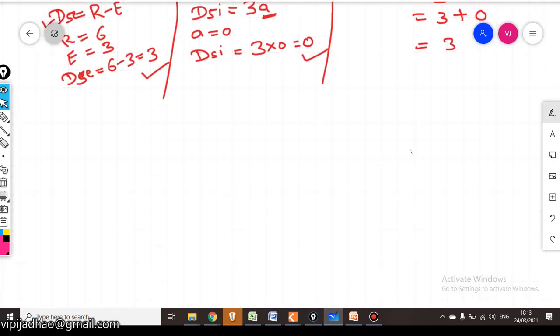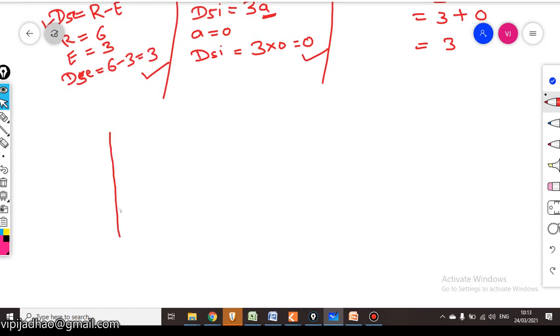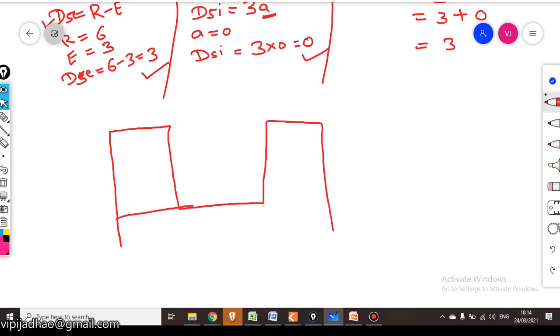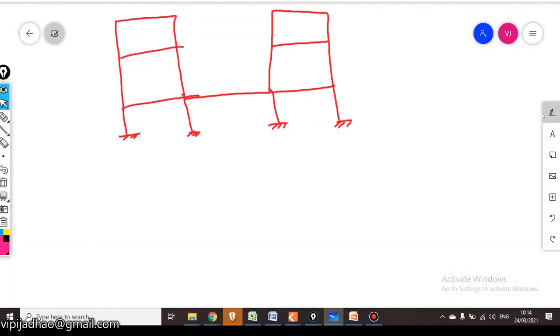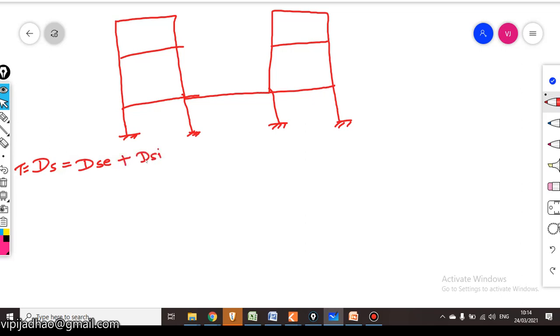Again we'll see one another example. Let us consider we are having some frame like this. Now, for this case, we have to calculate the total degree of static indeterminacy. We know that the total degree of static indeterminacy T or ds is equal to degree of external static indeterminacy plus internal static degree of indeterminacy.